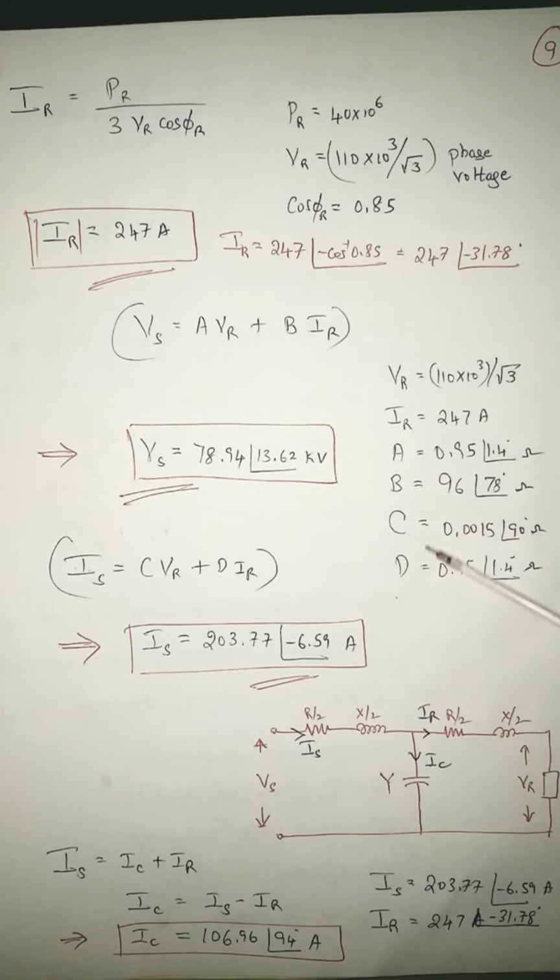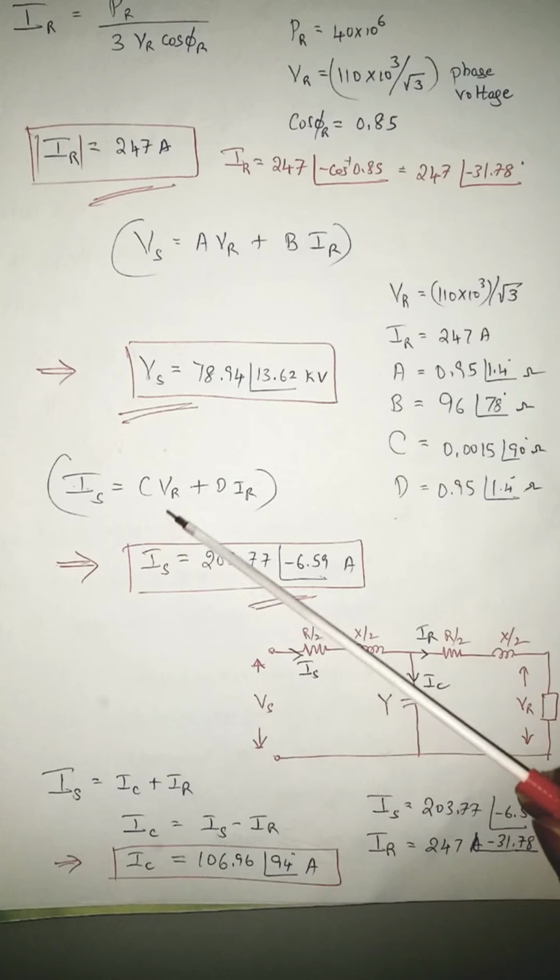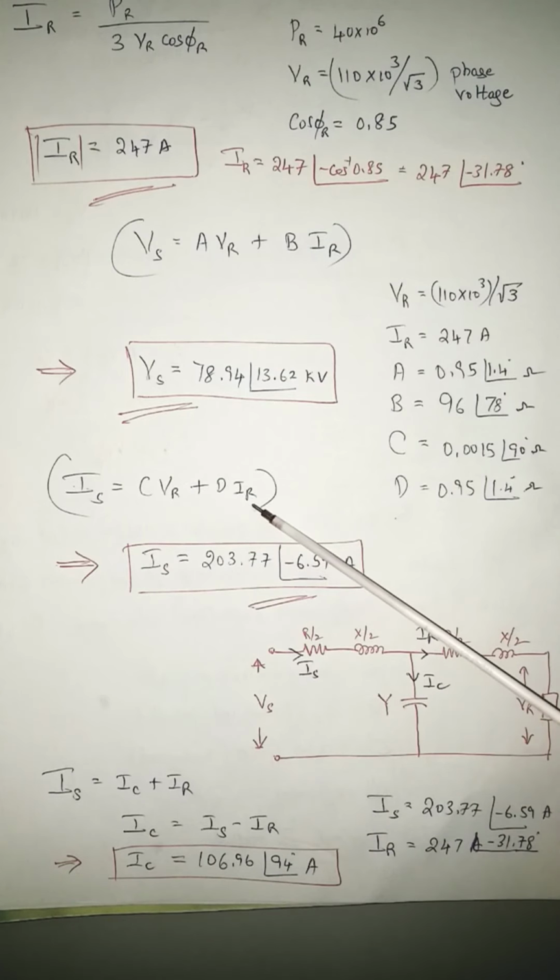A, B, C, D are given in the problem. So if you substitute A, B, VR, IR, you will be getting Vs as 78.94 at an angle 13.62 kilovolts. Now we are using the second expression for calculating IS, which is CVR plus D into IR. So again, VR, IR, C, D are available here. Substitute them, you will be getting IS, which is 203.77 at an angle minus 6.59 amperes.